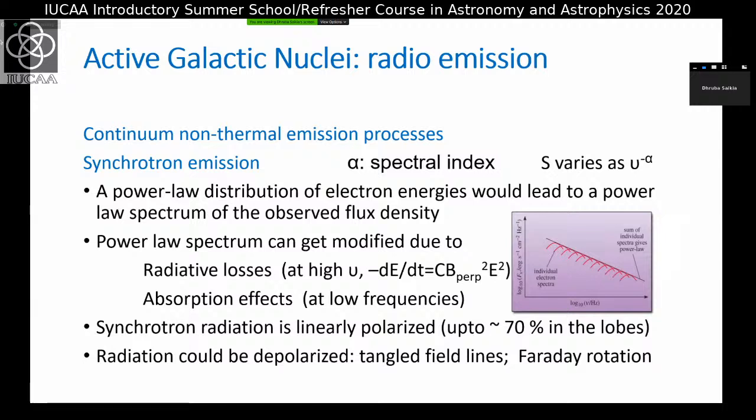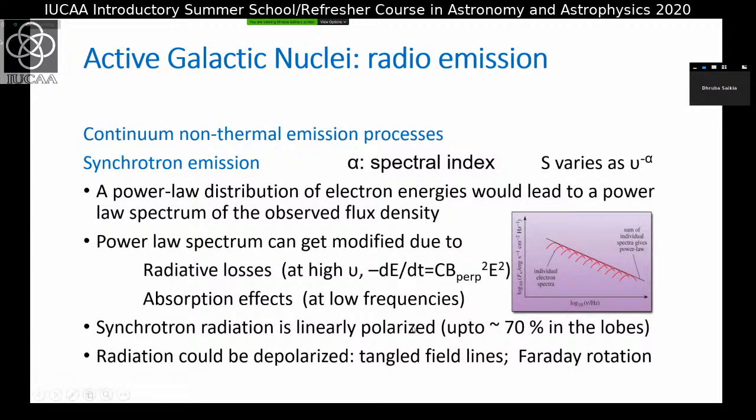At higher frequencies, the electrons also lose energy more rapidly. So if there isn't a fresh supply of electrons, the spectrum will begin to steepen, and that also is an indicator of how old these lobes of emission may be. And optical thickness effects, the absorption can turn over at low frequencies due to either absorption by thermal gas or a process called synchrotron self-absorption, which Dipankar would have referred to in his lectures on radiative processes.